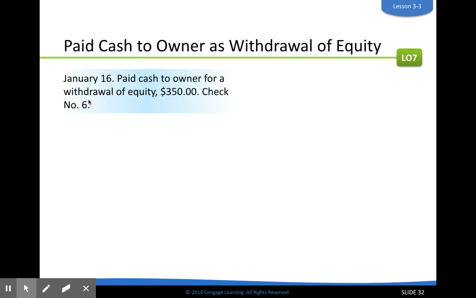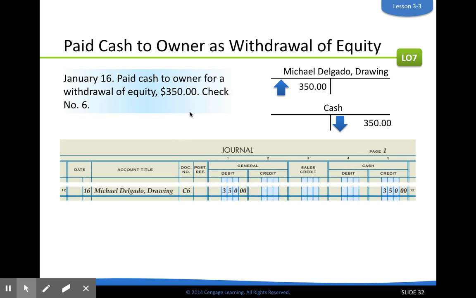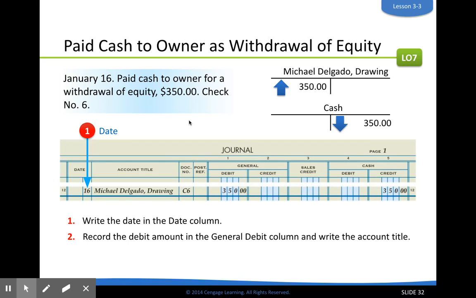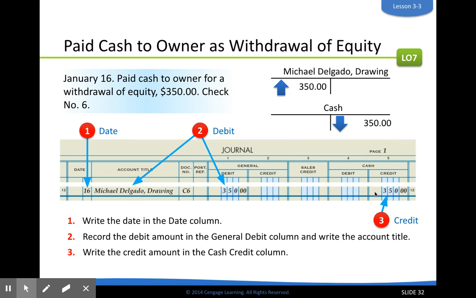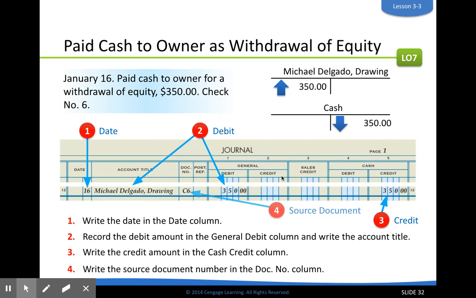So we paid cash. So right away, I know we have check number 6. Anytime we pay cash, we have a check. So we debit our drawing account because it's a withdrawal. Withdraw and drawing go together. We always debit drawing. And we're crediting cash because we're paying cash. So the date is January 16th. Our debit, Michael Delgado drawing, is associated with the general debit of $350. We have cash credit for $350. And then finally, we need to put our check number. So that is section 3-3.